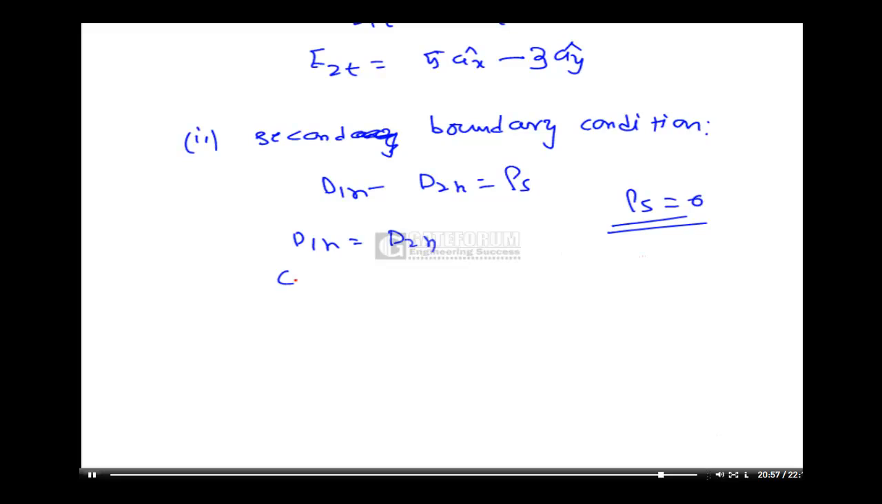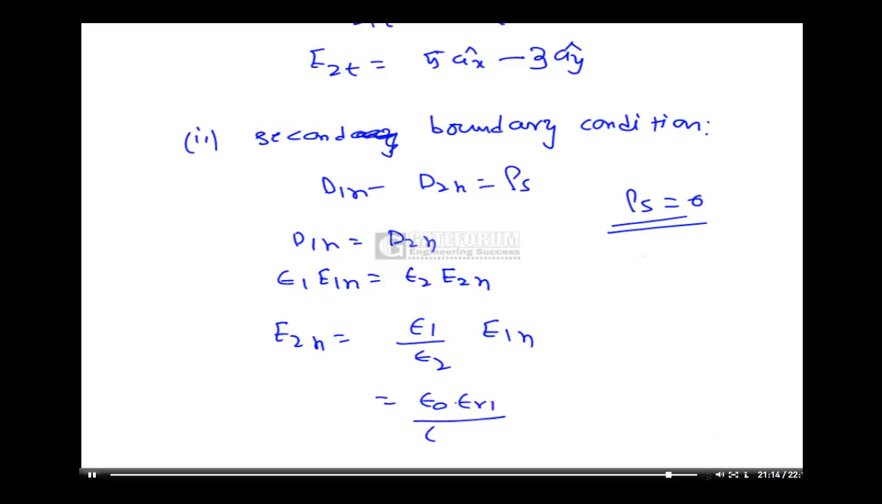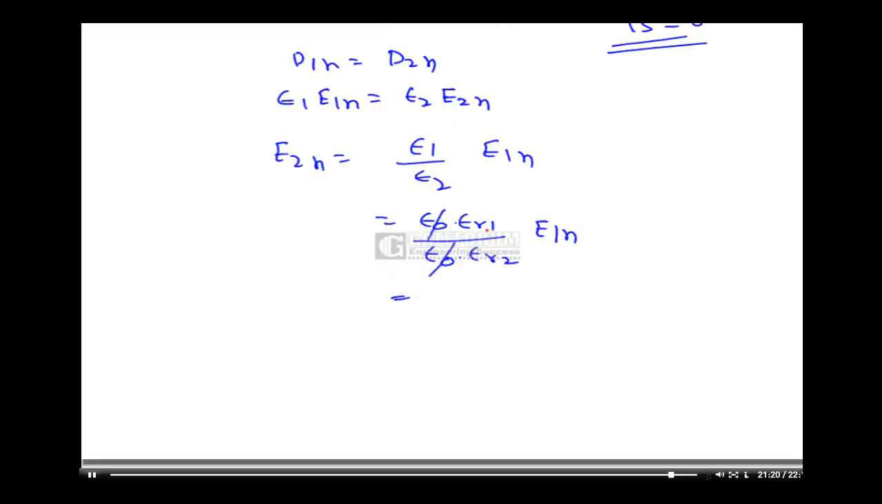That is epsilon 1 E1n is equal to epsilon 2 E2n. I have to calculate E2n. So E2n is equal to epsilon 1 by epsilon 2 times E1n, where epsilon 1 is epsilon naught into epsilon r1 and epsilon 2 is epsilon naught into epsilon r2. So epsilon naught cancels. So epsilon r1 by epsilon r2. Epsilon r1 is given 4, epsilon r2 is given 3. So 4 by 3 into E1n. E1n is 3az, so 3 cancels. That is equal to 4az. So E2n I have calculated.